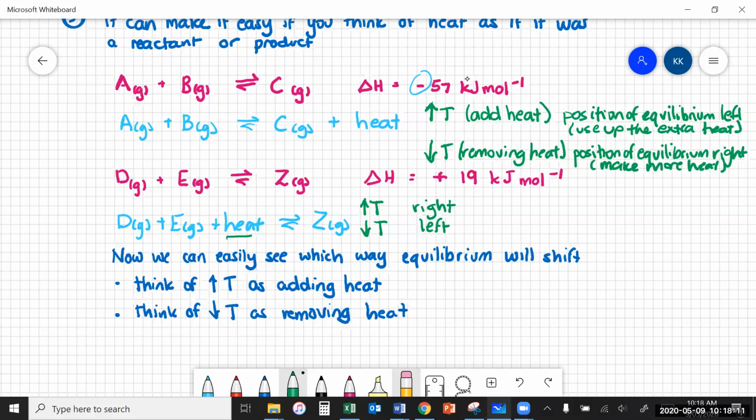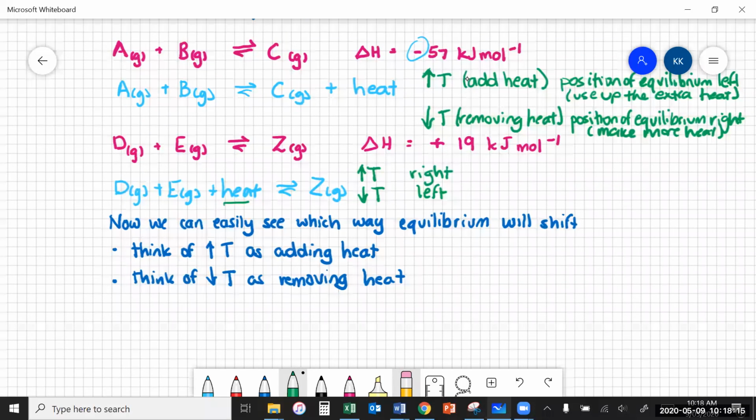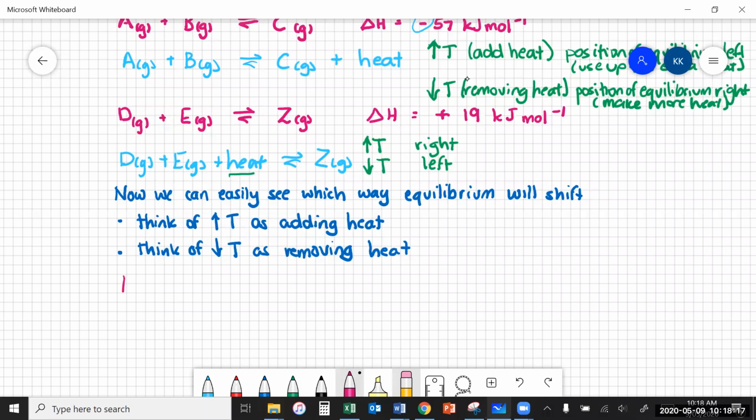The interesting thing about temperature changes is the value of the equilibrium constant changes. That is something we're going to discuss along with other things in our next video, but that's all I've got for you today.